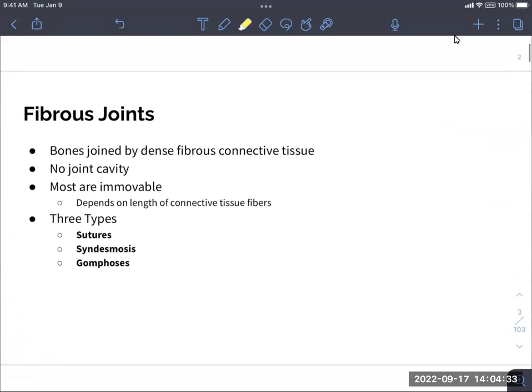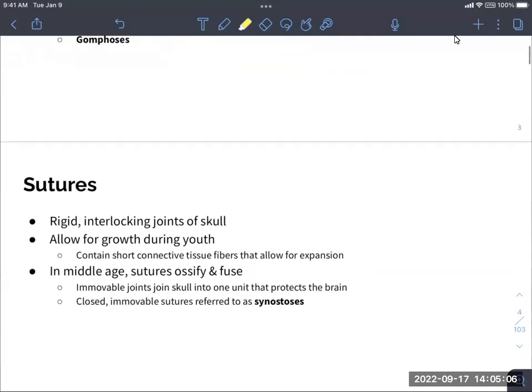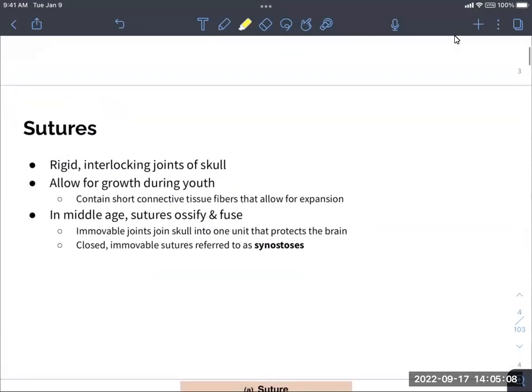So let's look at a fibrous joint. A fibrous joint, we kind of looked at those when we looked at the appendicular skeleton. We looked at between the radius and the ulna. That's a fibrous joint because it's a layer of dense fibrous connective tissue. There's no joint cavity there, so they're not really movable. Let's look at the types of fibrous joints.